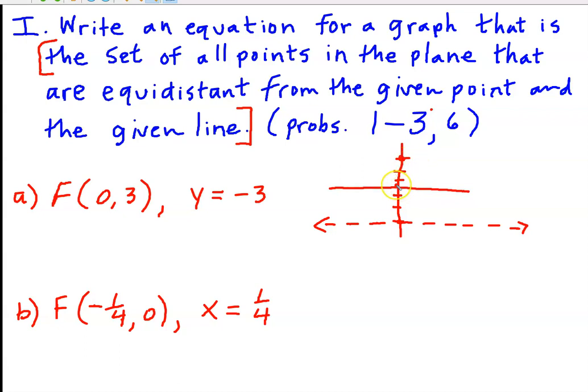And another thing I know is that it's got to open up, because this focus has to be inside the mouth of the parabola. All right, so a couple of things I know. The vertex is right in between. The parabola opens in the opposite direction as the directrix, sorry. The focus is inside the mouth. Okay, so what I'm going to do here is just do a rough sketch so I can illustrate these two distances. Equidistant means same distance.